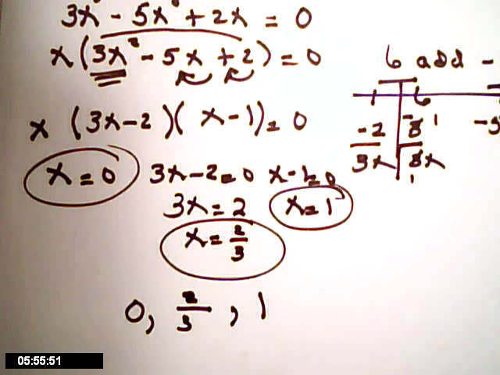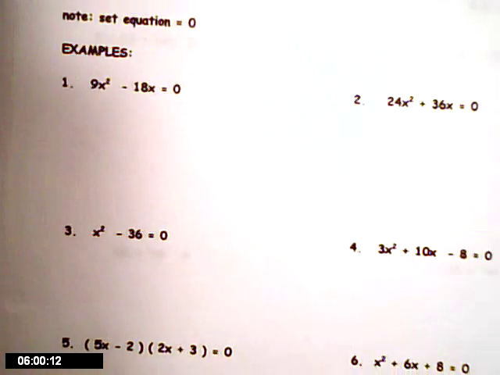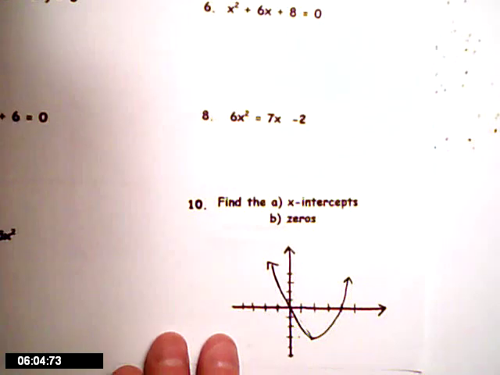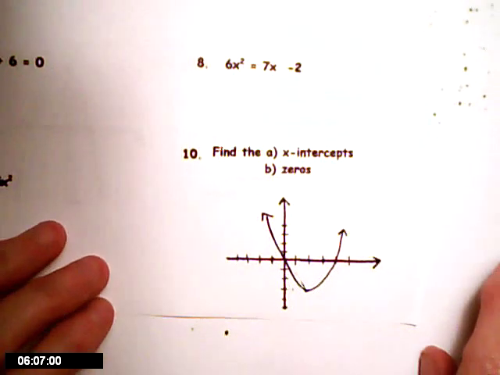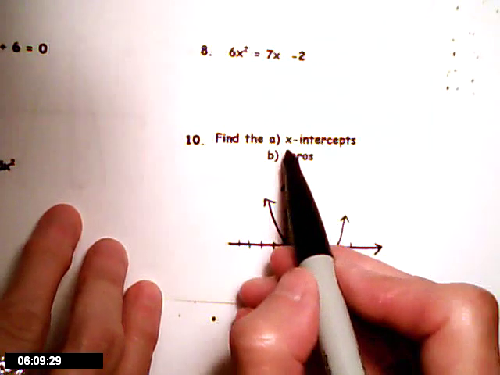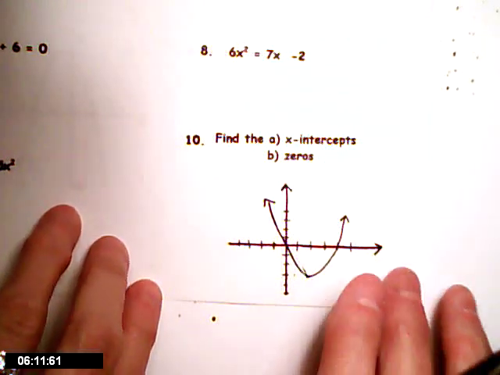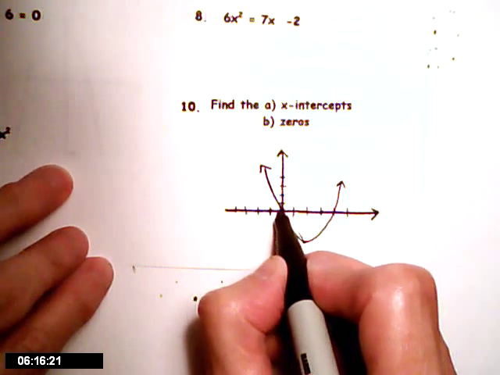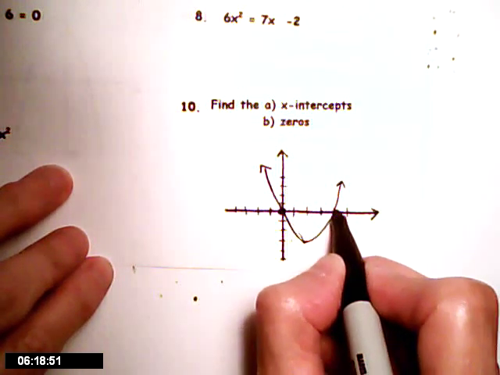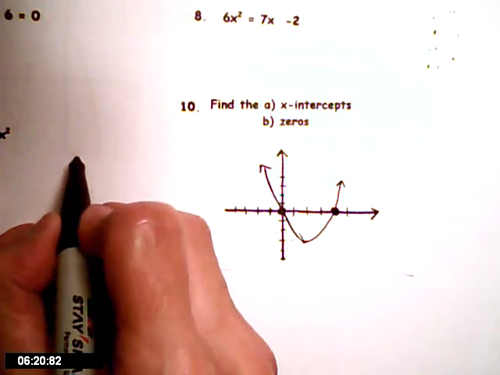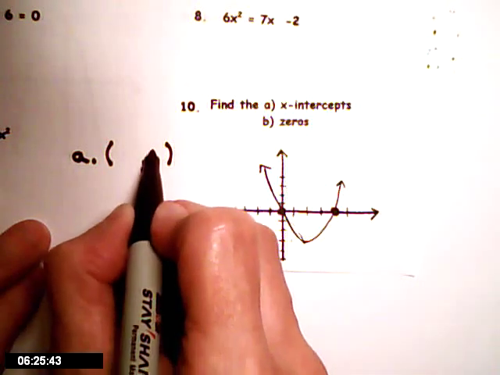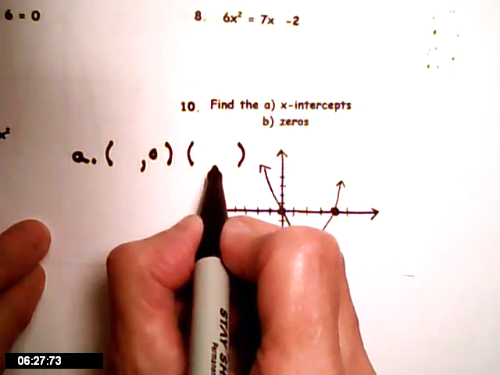Now, I want us to look at one problem that's actually on your handout. This was solving quadratic equations by factoring. You will be given some graphs, and you'll be asked 2 things: to find the x-intercepts and the zeros. We did this in the last assignment. Let's see if we can remember. This is an x-intercept. That's the point where the graph crosses the x-axis. And remember, x-intercepts are ordered pairs. They're ordered pairs where y is equal to 0.